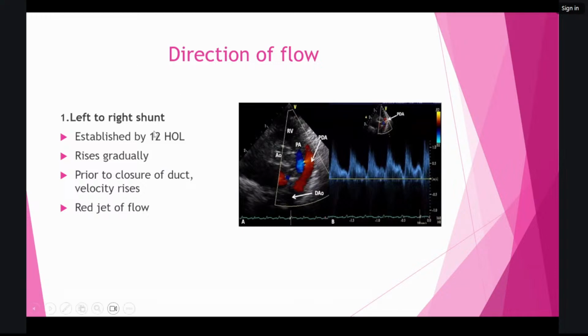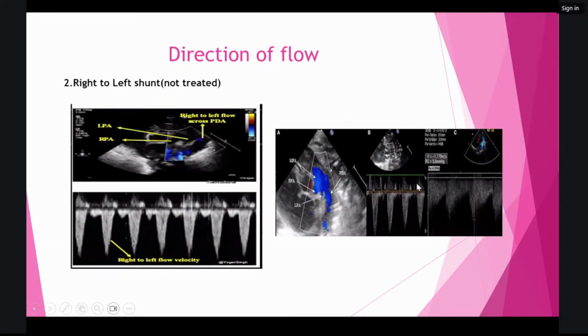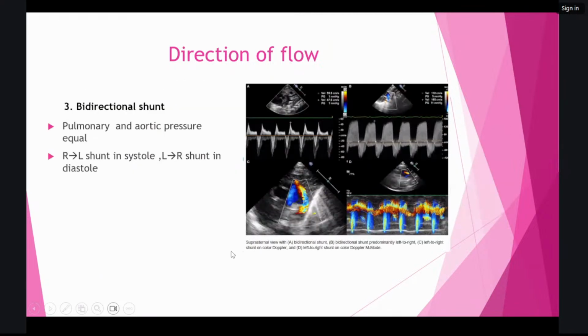First is the left to right shunt, which is usually established by the 12 hours of life. It rises gradually. Prior to the closure of the duct, the velocity rises and there is a red jet of flow seen. So this is the left to right shunt. Coming to the right to left shunt, which is never treated, we can see the right to left shunt in the Doppler, and the bidirectional shunt where the pulmonary and aortic pressures are equal. It is right to left in the systole and left to right in the diastole. So this is the bidirectional shunt.